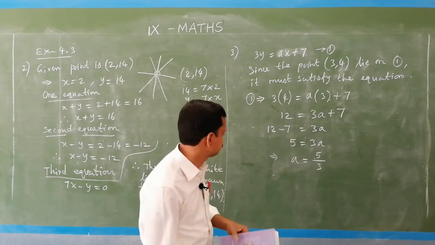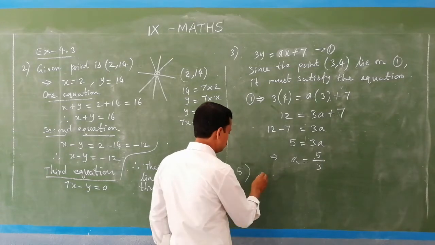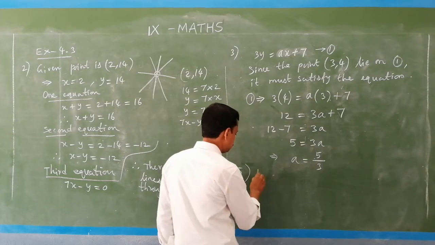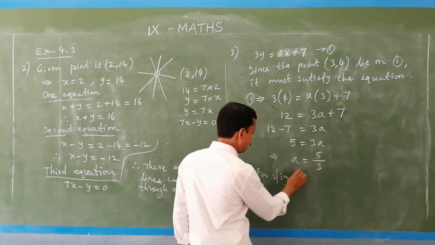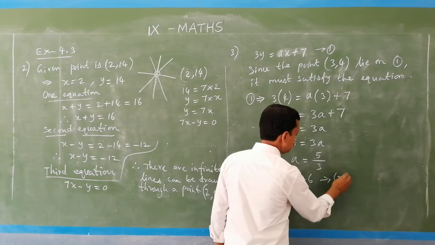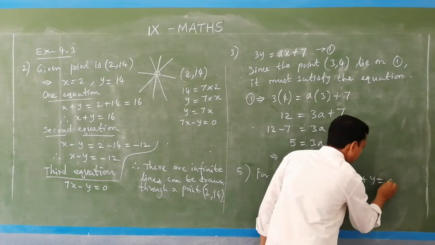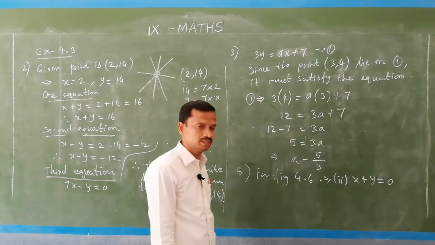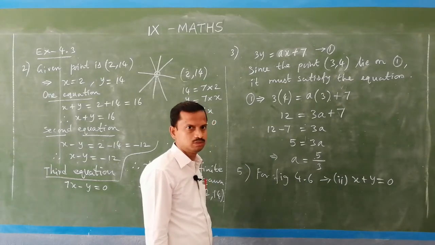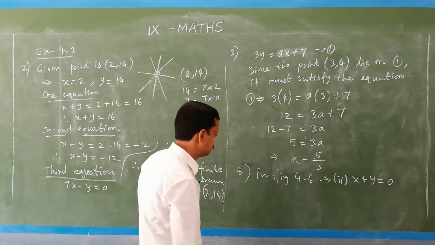For the 5th sum, for figure 4.6, the answer is option 2, that is x plus y equal to 0. The graph is given under that question, you can see it there. So that graph's equation is x plus y equal to 0. You can check the points given there.